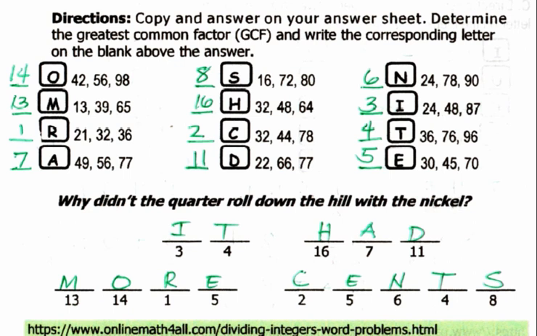For 13, we have letter M. For 14, we have letter O. For 1, we have letter R. And for 5, we have letter E. For 2, letter C. For E, we have it here, E. For 5, E. Then N, we have 6. For T, we had it before, T. And for 8, we have letter S. This concludes our discussion for this module.